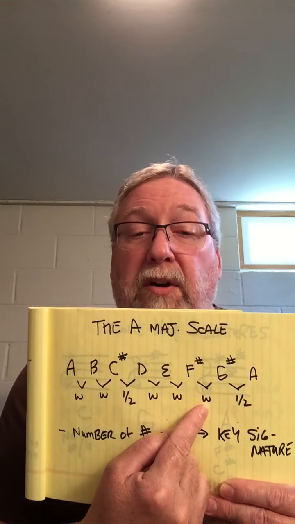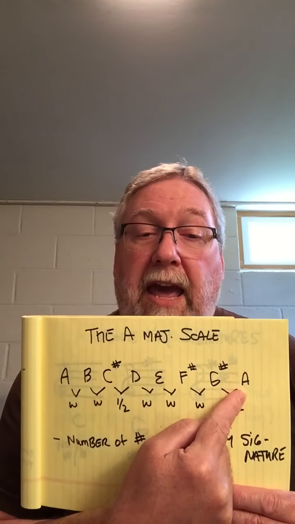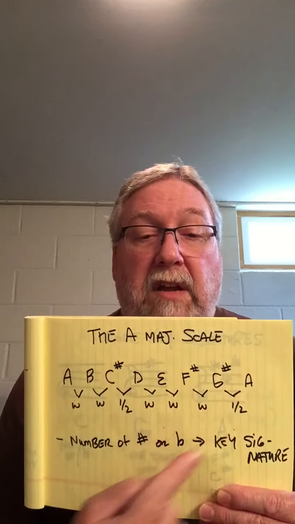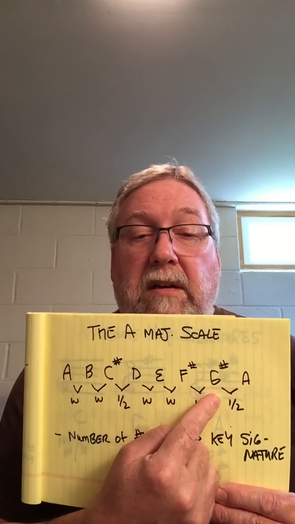Then we have to take another whole step, can't just be to G, F sharp to G would only be a half step. So we have to go from F sharp, 2 keys, or 2 frets to G sharp. And then we take the last half step from G sharp. A half step would be the A. And so that finishes our octave. So we can see that in the A major scale, we've got 3 notes that are sharped: F sharp, C sharp, and G sharp.